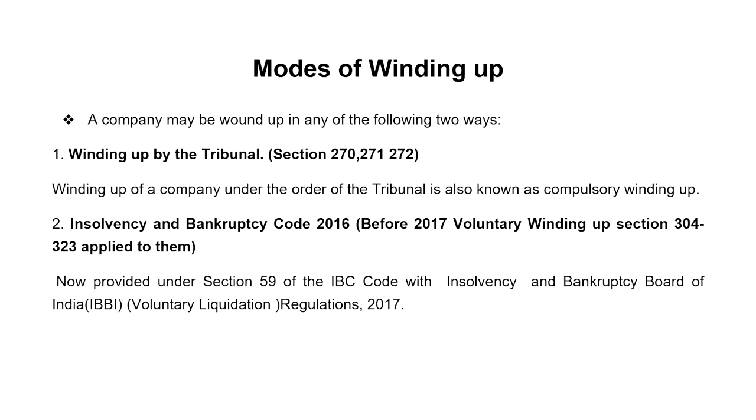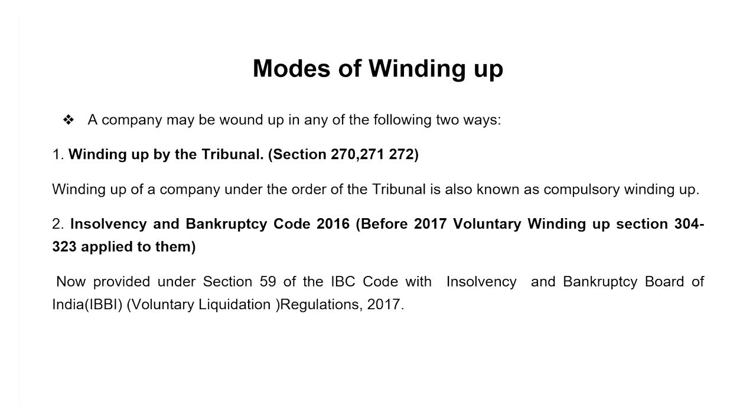So, modes of winding up: a company may be wound up in any of the following two ways. In the 1956 Act, a company could be wound up in three modes: voluntary winding up, winding up under the supervision of court, and the third one, compulsory winding up. But after the introduction of the Companies Act 2013 and the Insolvency and Bankruptcy Code 2016, there are two modes remaining.